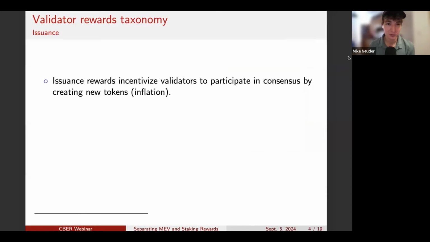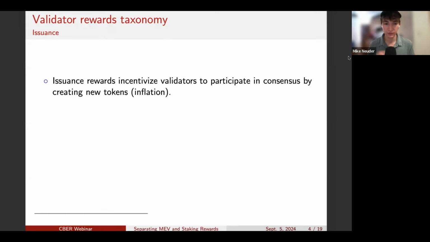So validator reward taxonomy, starting with issuance. Issuance is kind of the rewards that everyone's probably most familiar with when thinking about these blockchain systems, right? It's kind of the incentive that the network creates for validators to participate in their consensus. And the way that this is paid for is by creating new tokens, or inflation. So, in Bitcoin, you create new Bitcoins every time you create a block.